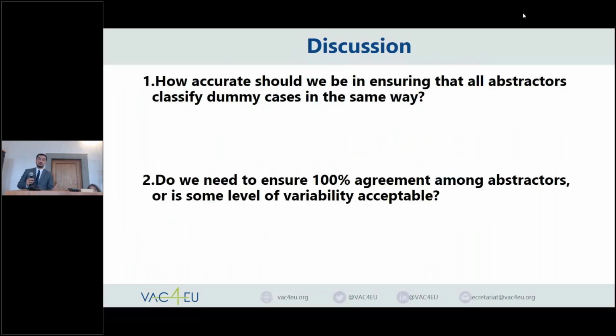And just for the discussion, I would like to know your comments and your thoughts. How accurate should we be in ensuring that all abstractors classify cases in the same way? And do we need to ensure completely agreement among abstractors, or is some level of variability acceptable? Thank you very much for your attention and time.